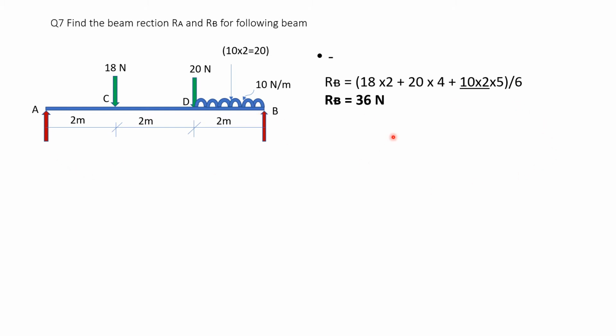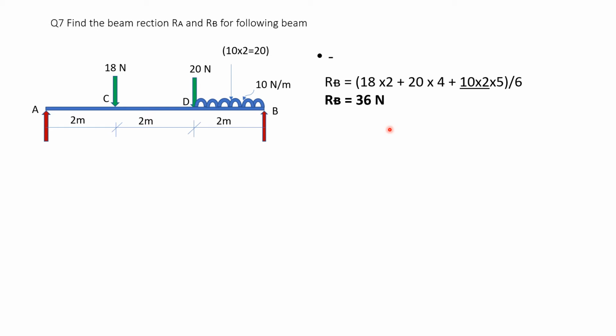So now take the calculators in your hand and do the calculations. Bracket open, 18 into 2 plus 20 into 4 plus 10 into 2 into 5, bracket close, divided by 6 is equal to, and you will get the answer, RB is equal to 36.